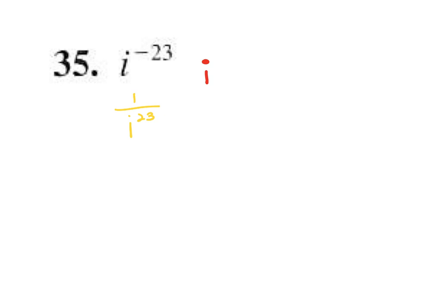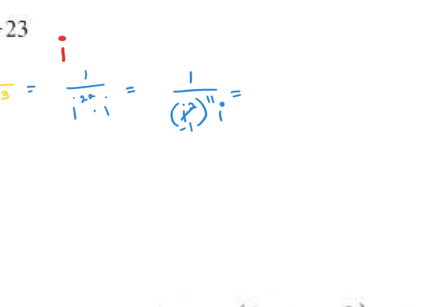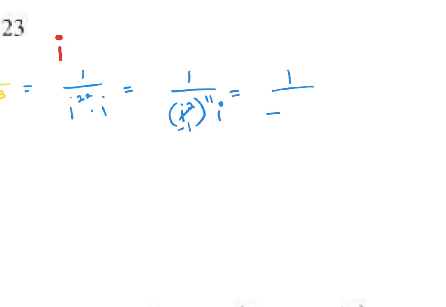But if you don't remember that, because I assume most of you don't, then what I would do is separate off one of the i's so that it's even. Rewrite it as a power of 2. So i squared raised to the 11th times i. i squared is really -1, and -1 raised to an odd power like 11 means it's going to be negative. And then the i is still there.